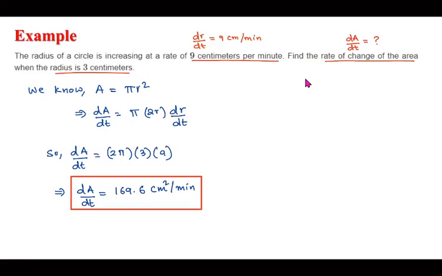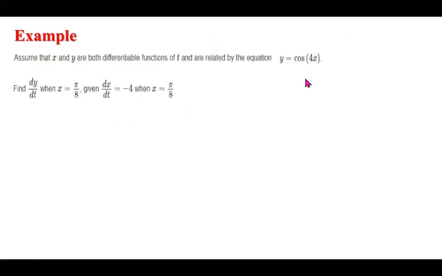Now the last one would be this one, where they have given the values. See, assume that x and y are both differentiable functions of t and are related by this equation. We have to find dy over dt when x equals pi over 8, given that dx over dt equals -4 at pi over 8. So just like in the previous problem, we start with the given function. In the previous one, we wrote the formula. So here what we have is y equal to cosine 4x.